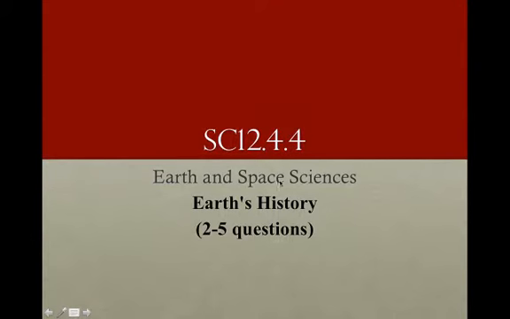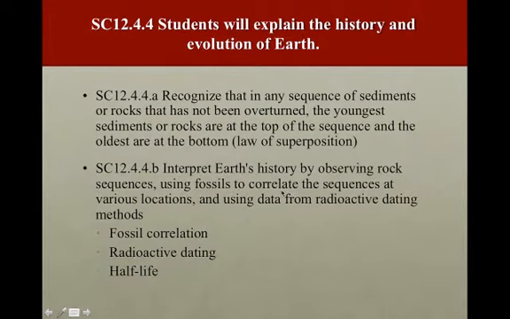Earth's history, 2 to 5 questions. So you'll notice that a lot of these questions, 2 to 5, 2 to 4, 3 to 5, so a lot smaller amounts of questions come from Standard 4. Students will explain the history and evolution of Earth. Recognize that in any sequence of sediments or rocks that have not been overturned, the youngest sediments or rock are on the top of the sequence and the oldest are on the bottom. We talked about that with the fossil record in the 3rd standard.